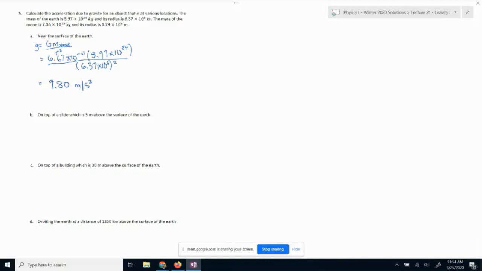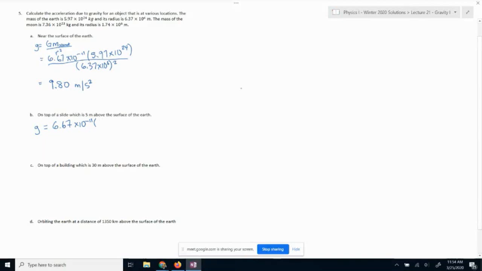So what happens if we're on top of a slide? Everything's going to be the same, except what are we going to enter for the radius this time? Minus 30 meters? I believe it's plus 5 meters.